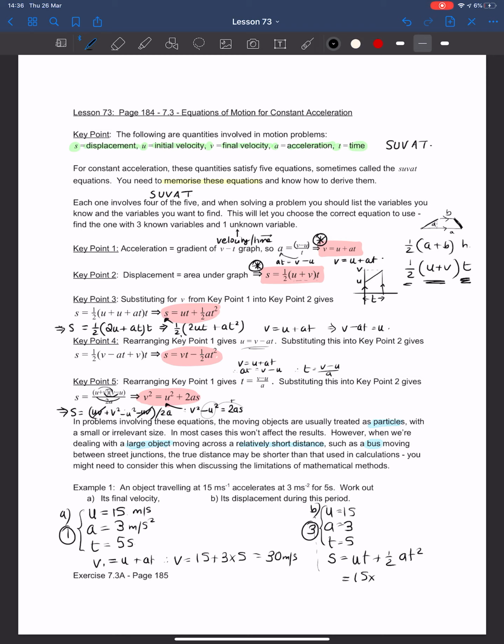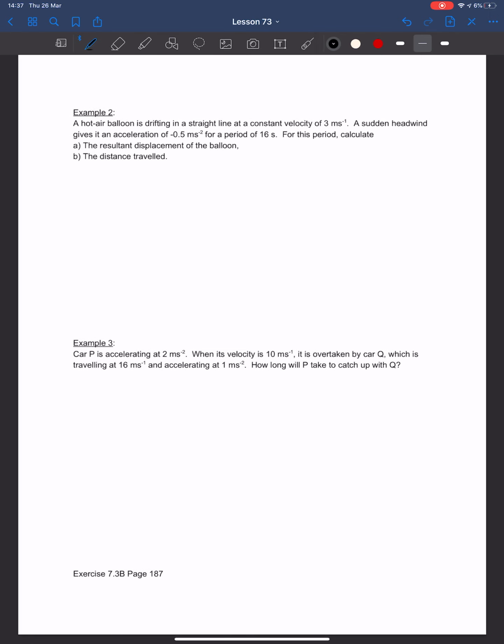So it's 15 times 5 plus a half times 3 times 25. So 15 times 5 is 75. 1.5 times 25 is 37.5. So it's 112.5 metres. Okay, and that's those two done.